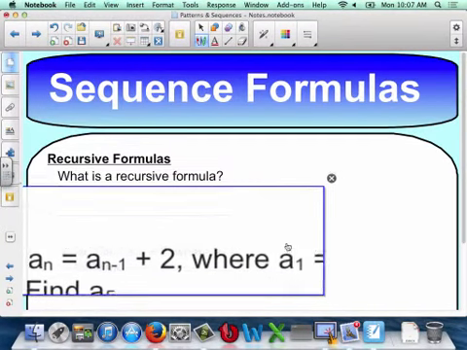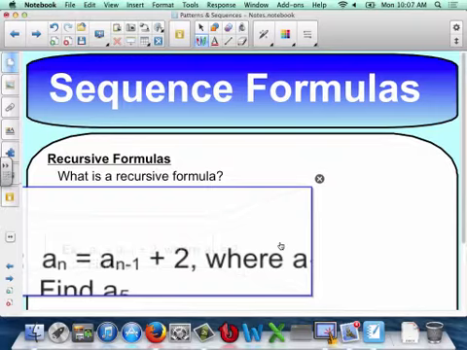Alright, what I want you to focus on right here is that when we look at a recursive formula, there are some terms I want you to realize. This A sub n, that's how we say it, A sub n, sub meaning subscript. What that means is the nth term. Now, what's this notation here? How would we say that? A sub n minus 1.